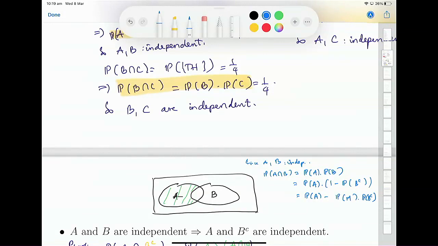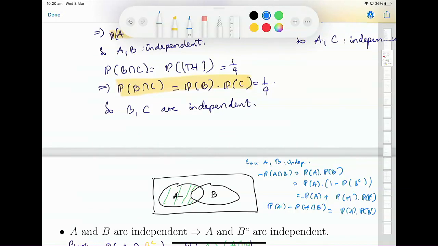Okay. And then add probability of A to the left side. So I have probability of A minus probability of A intersect B equals probability of A times probability of B complement. And then what next? So the left-hand side gives you probability of A intersect B complement: probability of A minus probability of A intersect B.